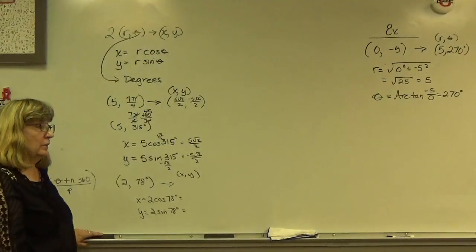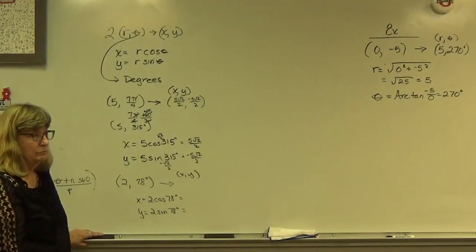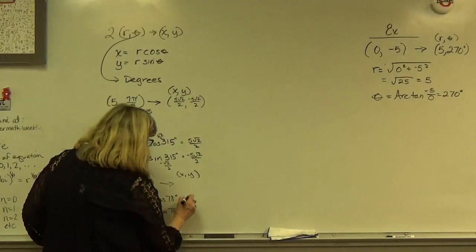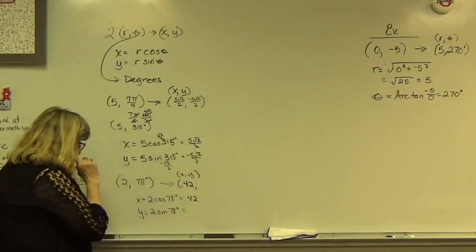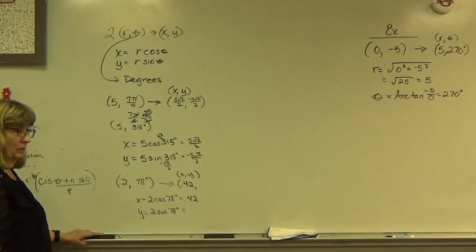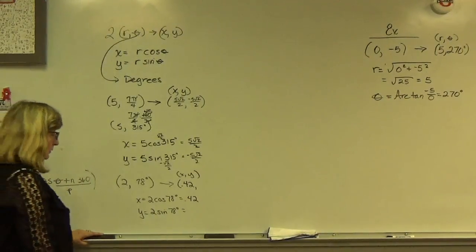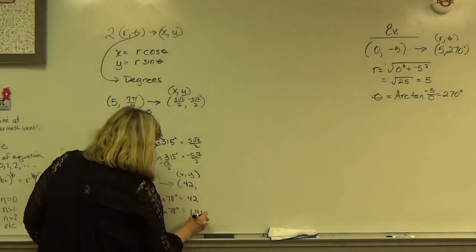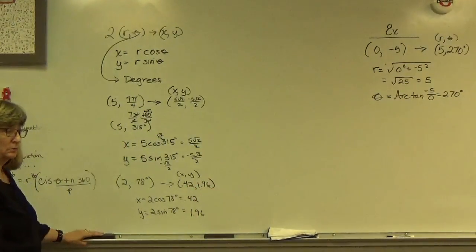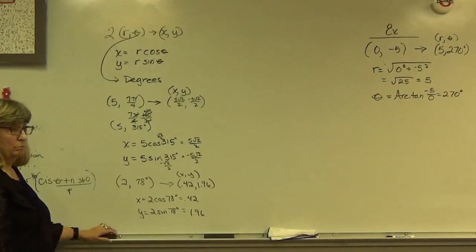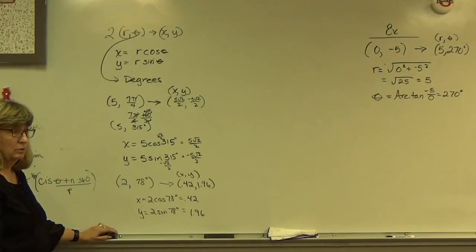So does anybody have their calculator? Can you tell me what you get? 0.42. 0.42 for the first one? Yep. 1.96. Anybody else agree? Are we okay with changing polar to rectangular?